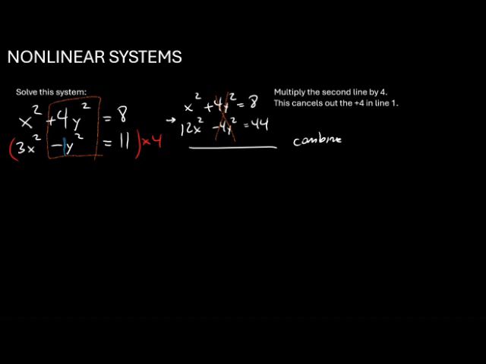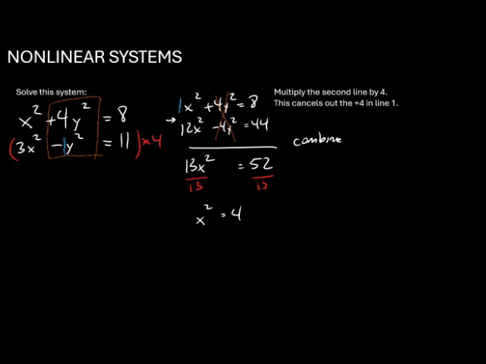If I also combine the x squared plus 12x squared, we'll put that invisible 1 in front of x squared to get 13x squared. Then we'll have 8 plus 44 will give us 52. If I want to get x by itself, I'll divide both sides by 13. And we get x squared is equal to 52 over 13, which is 4.